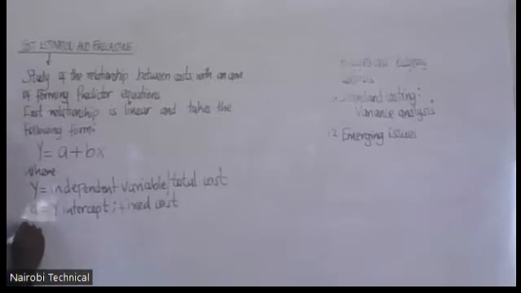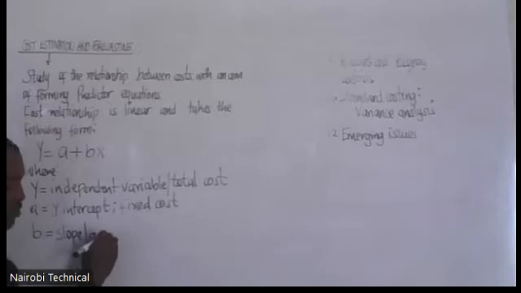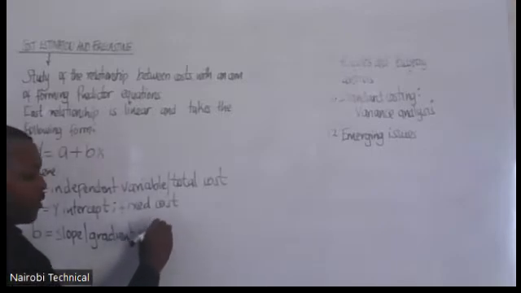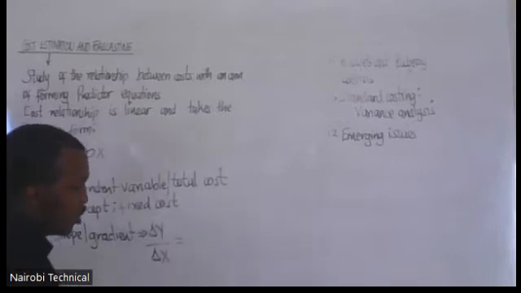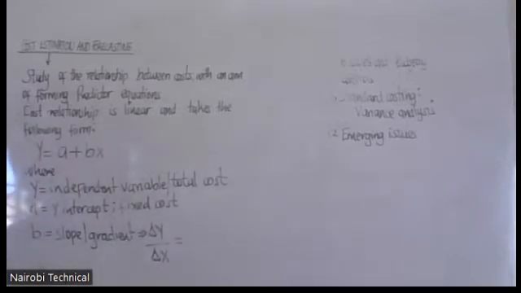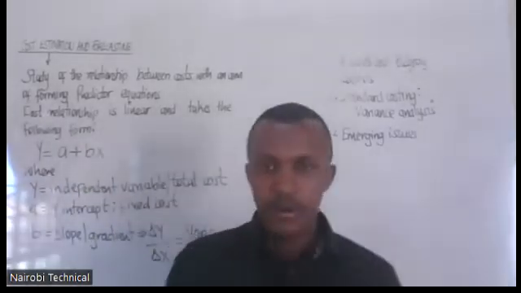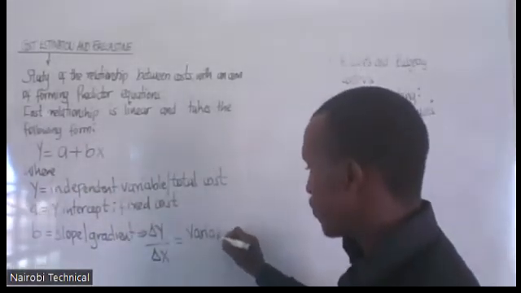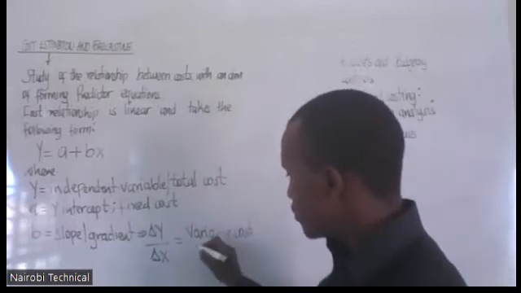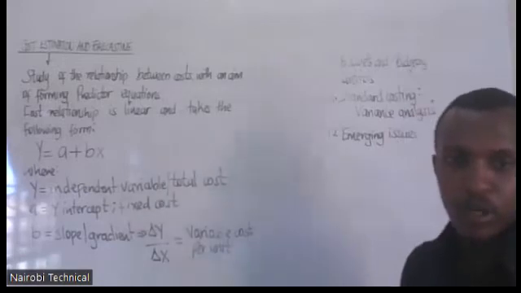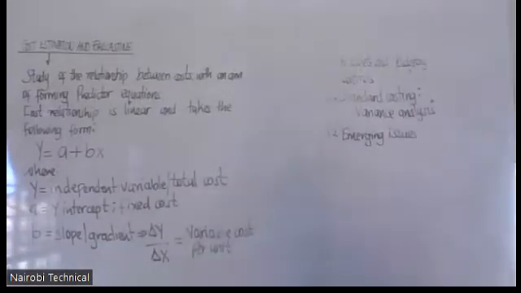Then B is your slope or your gradient, which is simply the change in y over change in x. This means it is your variable cost per unit.